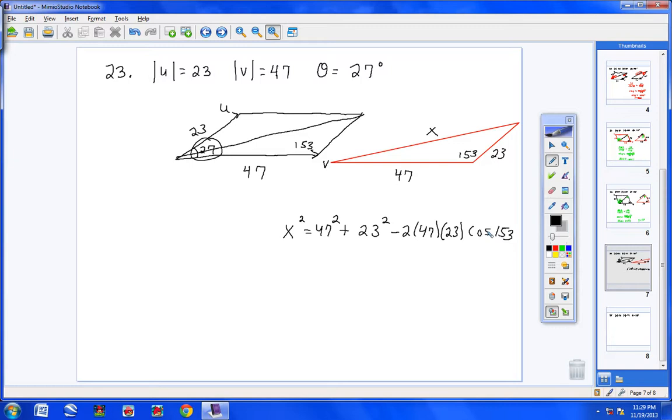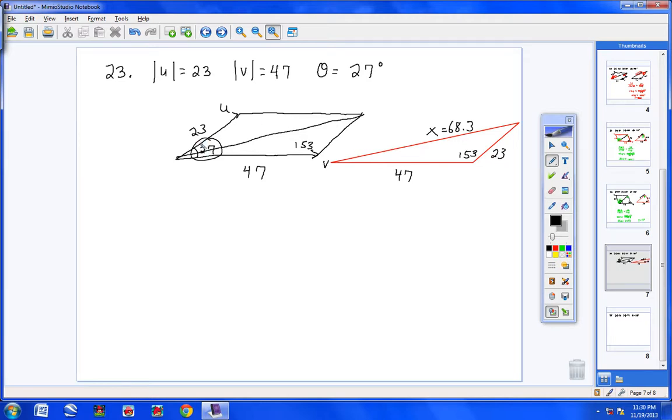47 squared plus 23 squared, and I'm getting this right here: x squared equals 4,664.356105. If you take the square root of both sides, you will end up with 68.3. So x equals 68.3. So the sum of u and v when you add them together is 68.3.